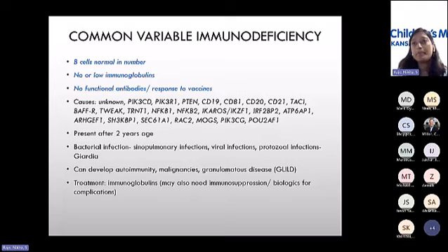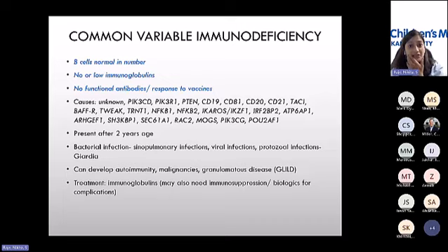Common variable immunodeficiency, compared to XLA: these patients will have B cells in their circulation, but they don't make enough antibodies, and so there is poor response to vaccines. Again, a long list of genes have been named so far. However, that's still not a complete list, and there are several patients who do not have a known gene defect that we know of, but they meet the criteria for CVID.